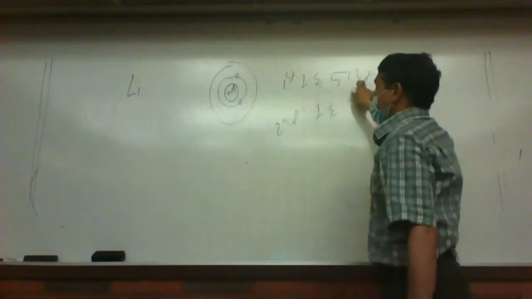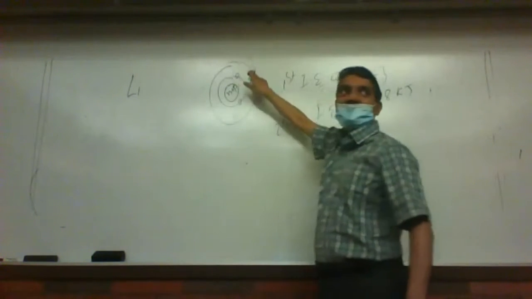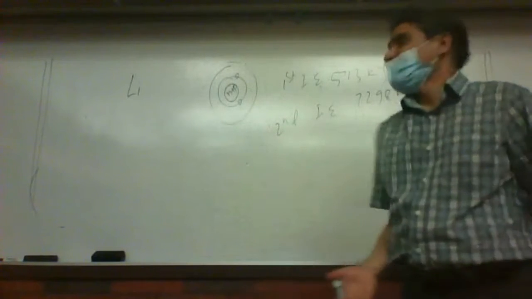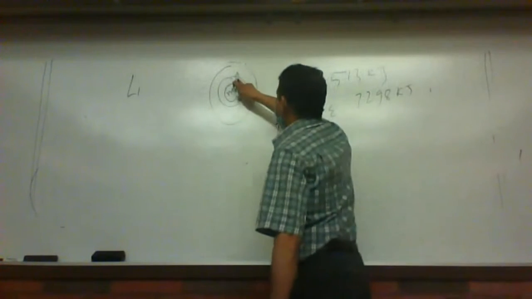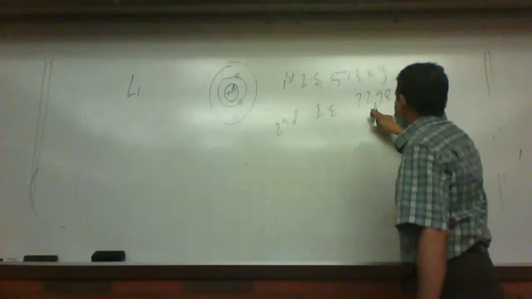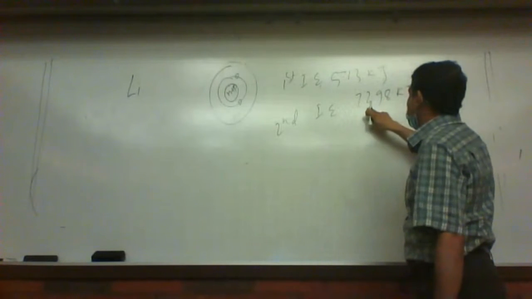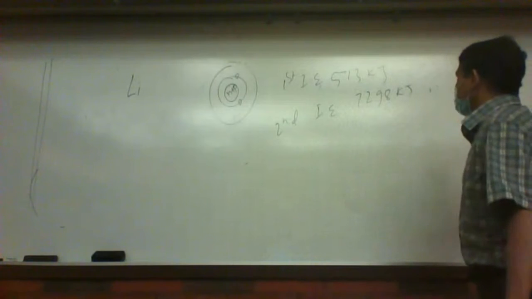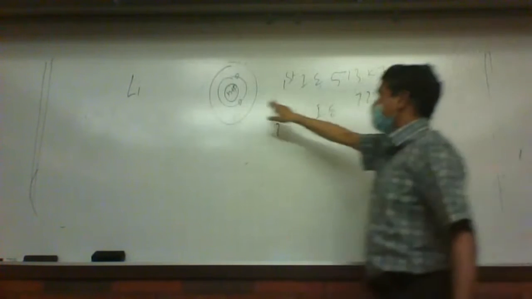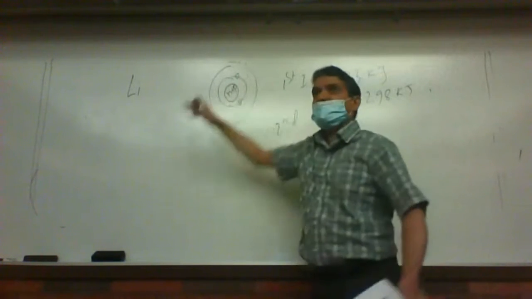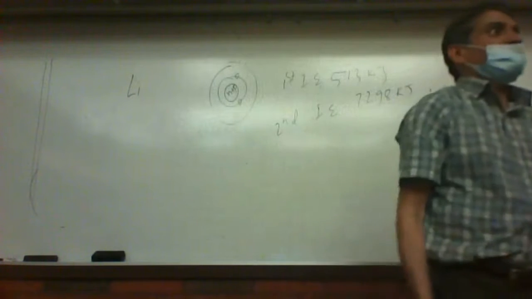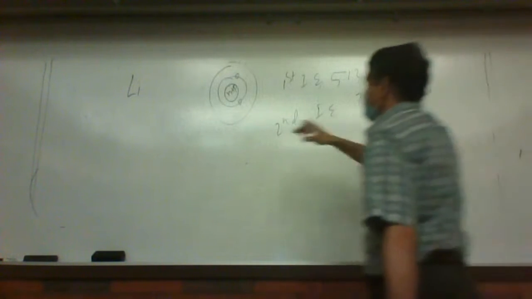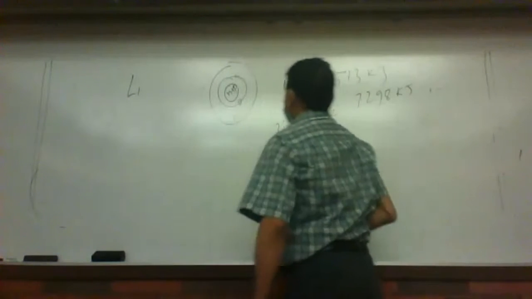Why is the first ionization energy very small? Because we are removing the electron from the outermost orbit, which is very far from the nucleus, so it is easy to remove. Why is it harder to remove this electron, giving a large amount of energy, about 6 or 7 times more? Because we need to remove this electron from the inner orbit, which is pulled more strongly by the nucleus, right? So it's very hard to remove this electron.